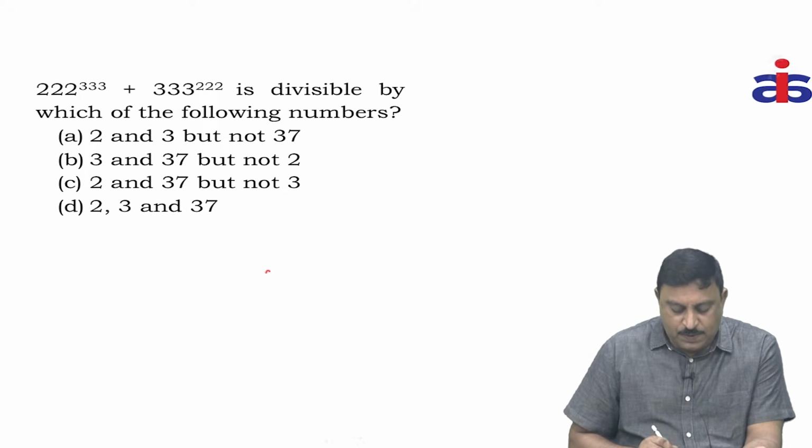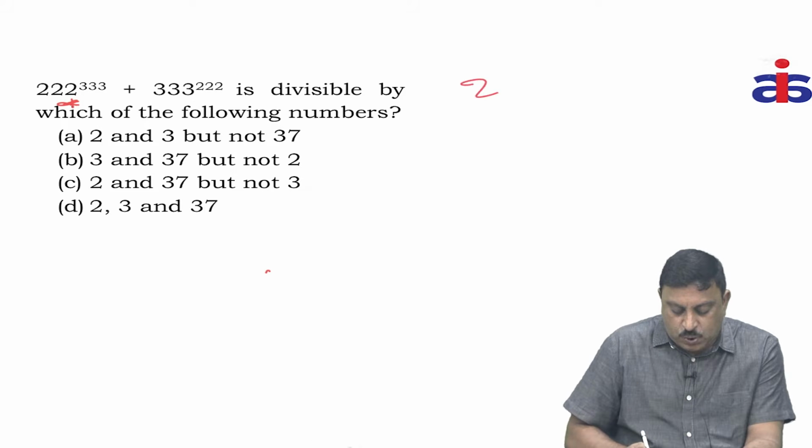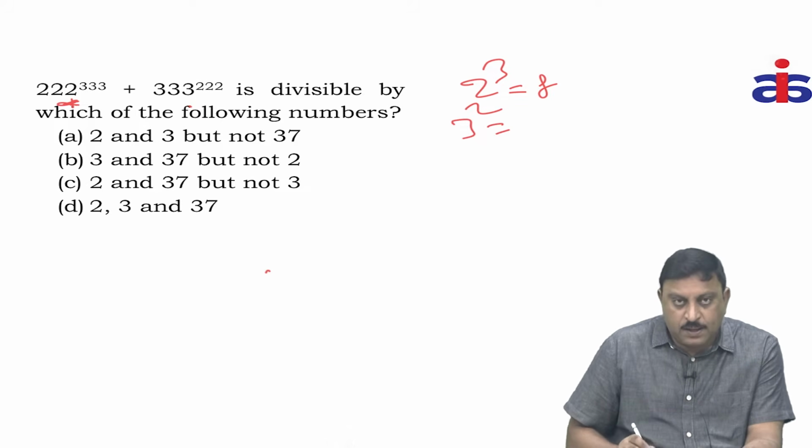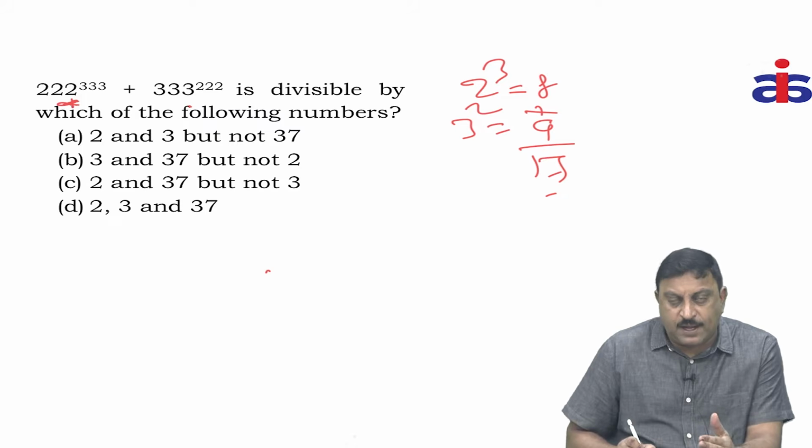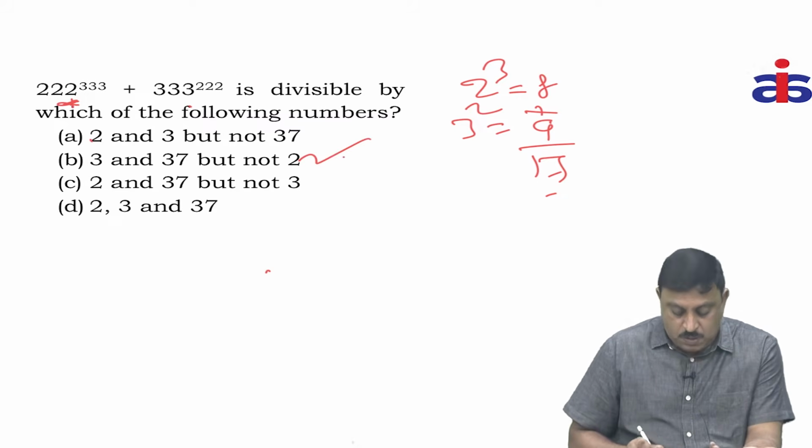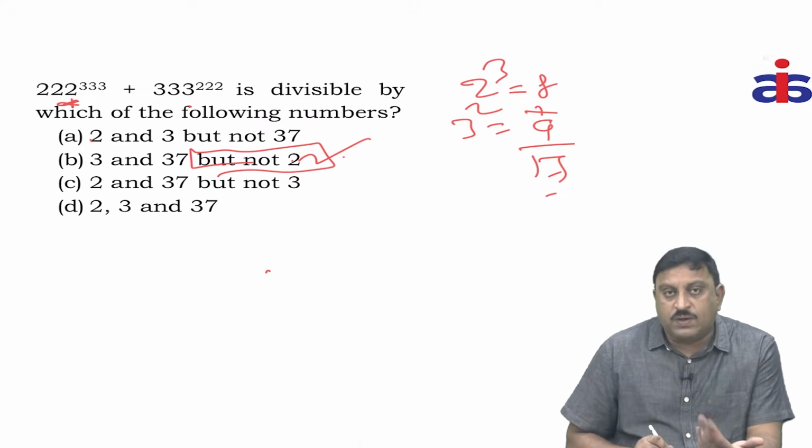So divisibility by 2 means it should be an even number. But look at this one: the last unit digit is 2, and 2 power 3 is what? 8, that is 2 cube. And this one is 3 square, the last unit digit is 9. So 8 plus 9 is 17. It is ending with 7, which means definitely it won't be divisible by 2. So the answer should be only this case, without any confusion.